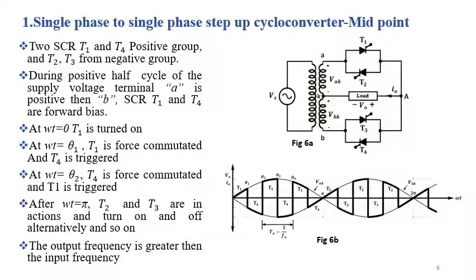Single phase to single phase step-up cycloconverter using the midpoint method. Figure 6a shows the midpoint configuration of the single phase to single phase cycloconverter. Here our objective is to achieve an output voltage of a larger frequency than the source frequency. In this figure, the frequency of the output signal is 6 times the frequency of the input signal.